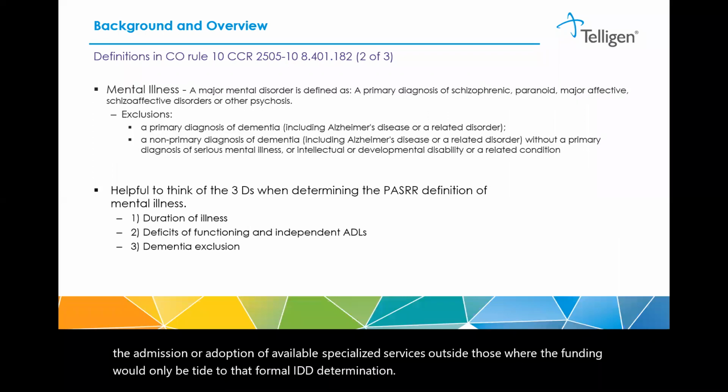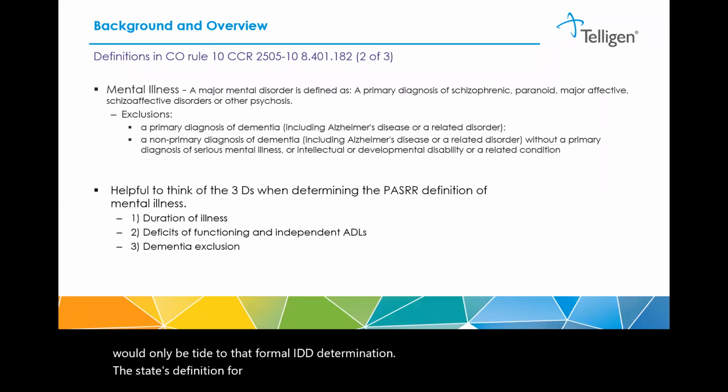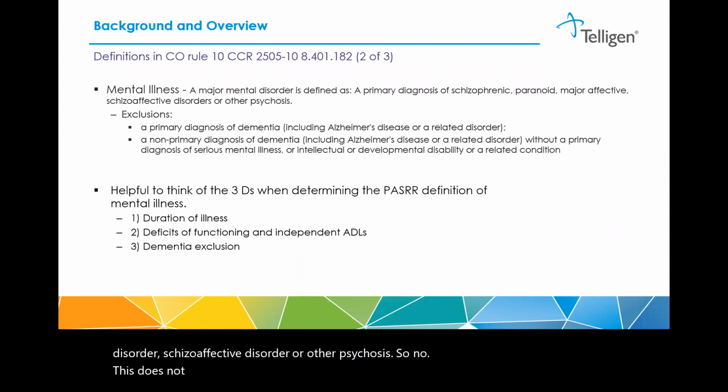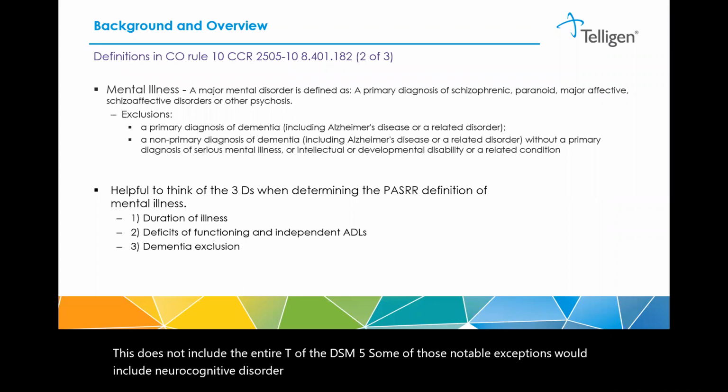The state's definition for mental illness is specific to a major mental disorder, defined as, for example, a primary diagnosis of schizophrenia, paranoia, delusional disorder, major affective disorder, schizoaffective disorder, or other psychosis. So note, this does not include the entirety of the DSM-5. Some of those notable exceptions would include neurocognitive disorder or having a primary diagnosis of dementia. Also having a non-primary diagnosis of dementia, as well as a non-primary diagnosis of a serious mental illness.